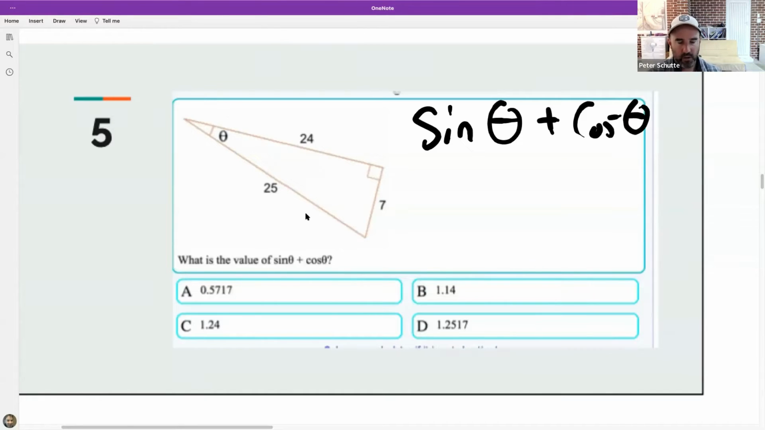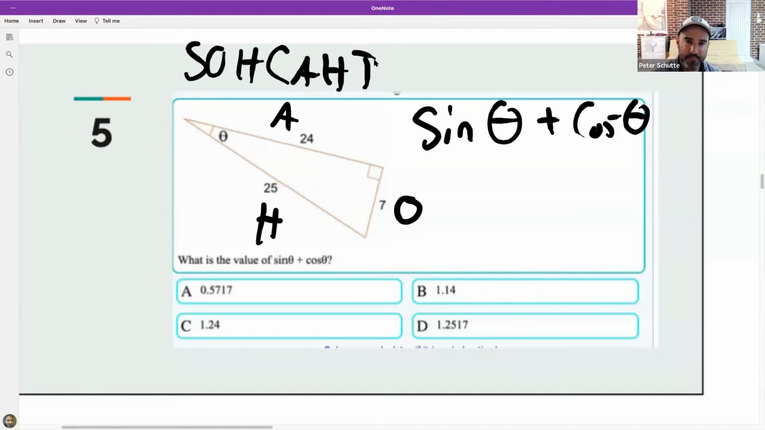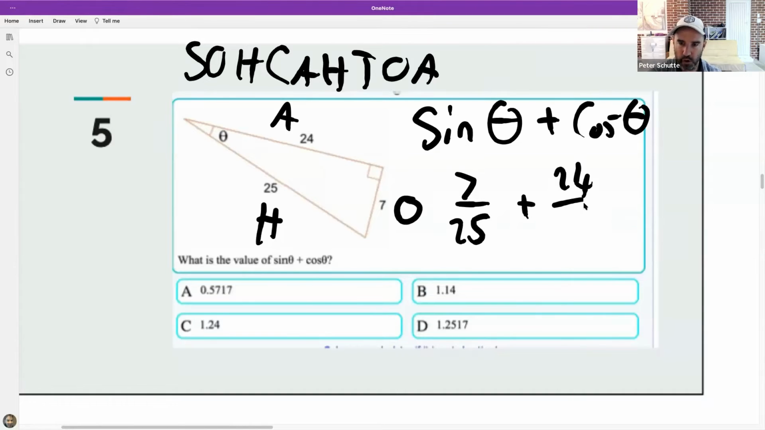So like all trig questions, we have to start by making sure we get the names of the sides correct, because sine means a particular thing. Theta is the reference angle. And so I would have O. So sine is O over H, which means it's 7 over 25, plus cos is A over H, which is 24 over 25. And because I know my fractions, I know the denominators are the same, so I get 31 over 25.